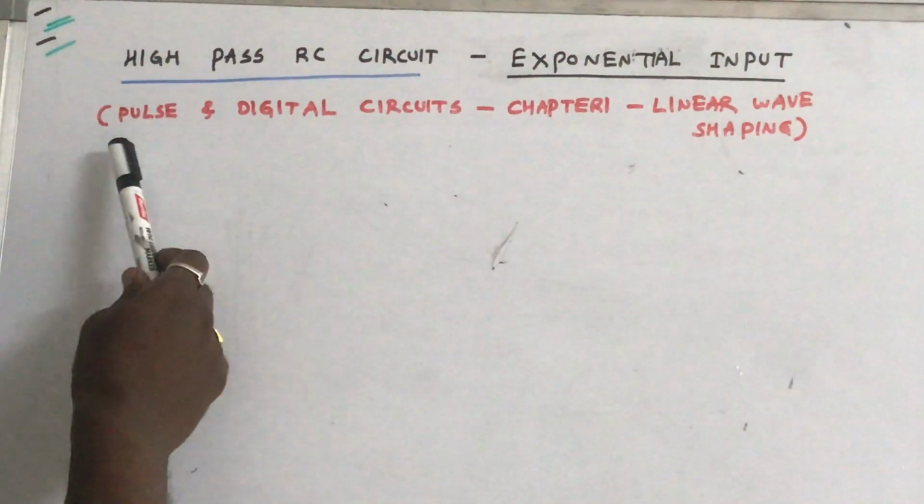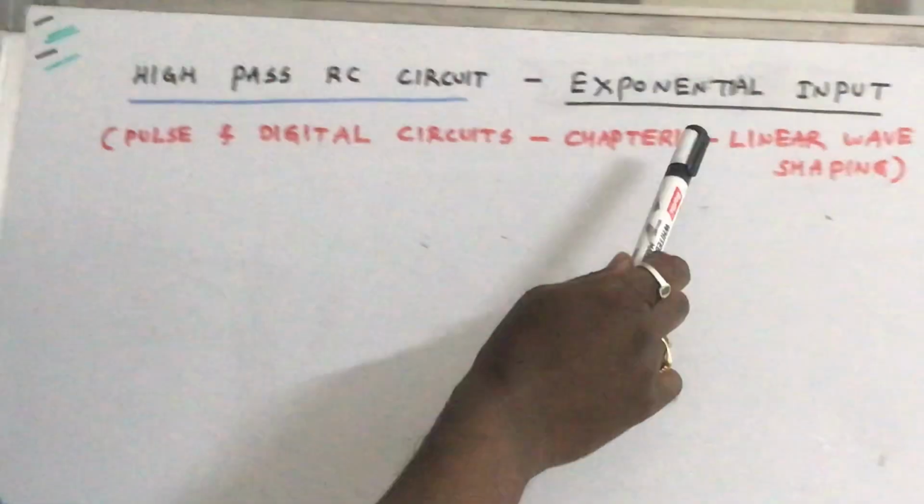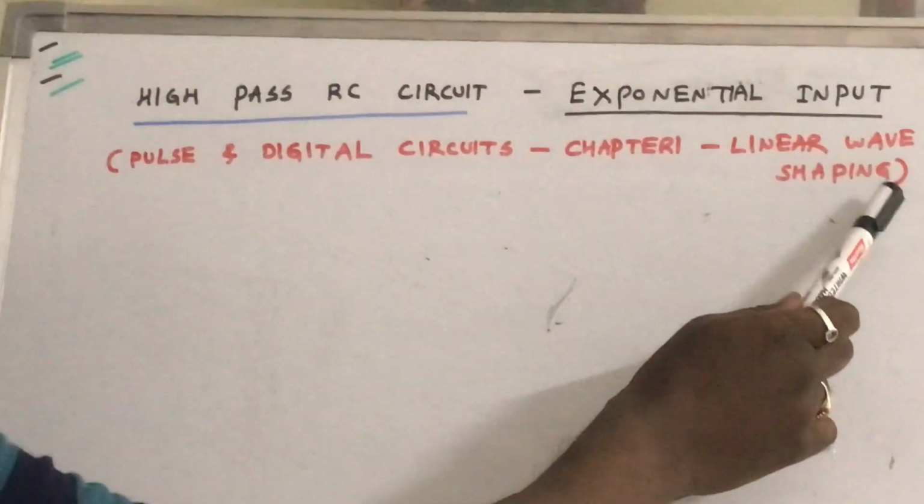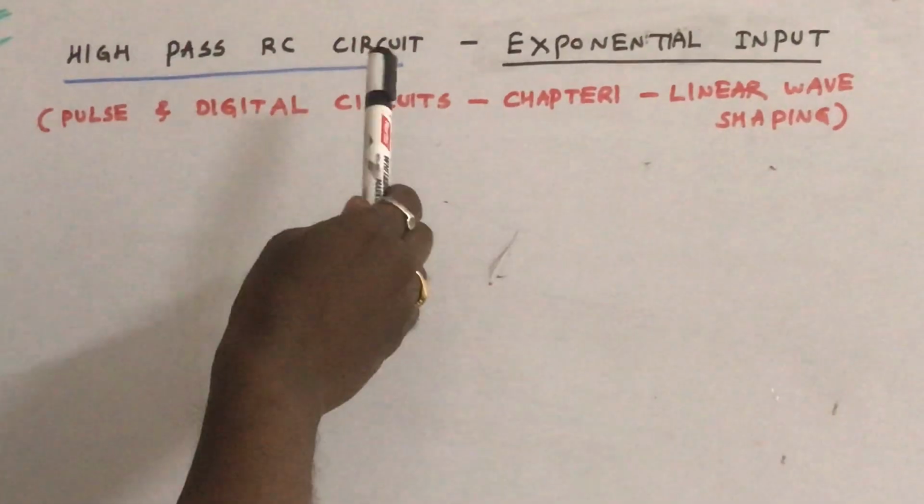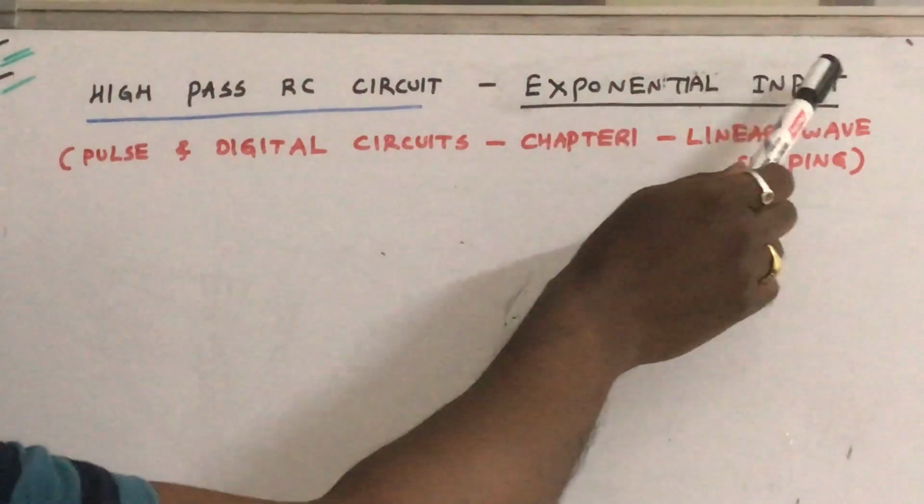Welcome to the series of video lectures on pulse and digital circuits. So we are discussing chapter 1. The name of the chapter is linear wave shaping. So in this chapter we will discuss today the response of high pass RC circuit with exponential input.